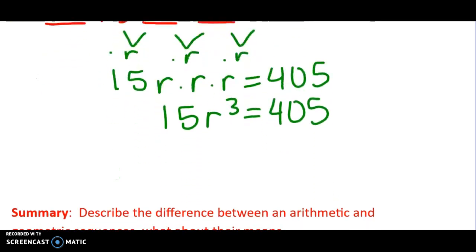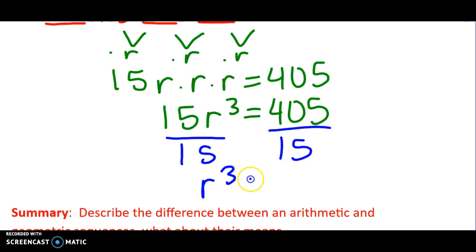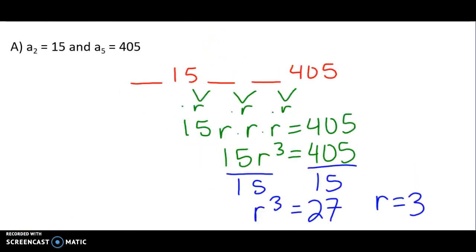Then we just solve our equation, divide by 15. We get R cubed is equal to 27. So we know R is equal to 3. So if we know that R is equal to 3, we could work backward, and we know whatever is in the first spot, we have to multiply by 3 to get 15. So we know that would be 5.